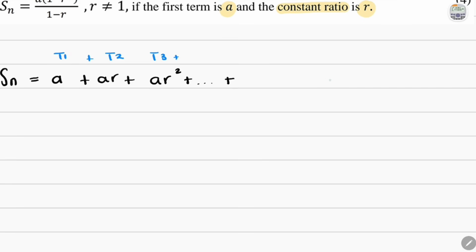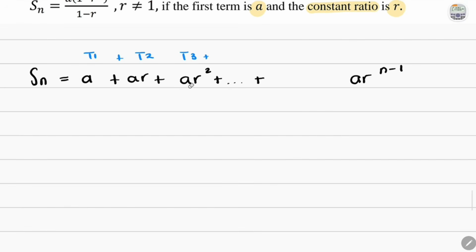So the last term, we would call that ar to the power of n minus 1. Really, the formula of how these are going is ar to the power of n minus 1, because depending on the term number, this exponent is always going to be 1 less than the term number. Now, for the sake of understanding this, let's find the second last term. If the last term is ar to the power of n minus 1, what would the second last term be?